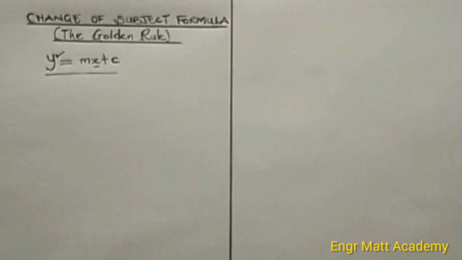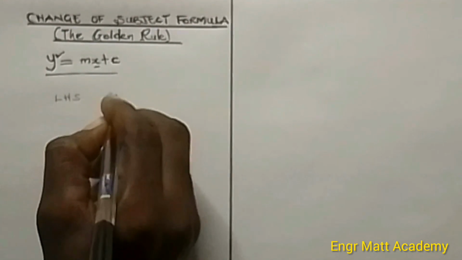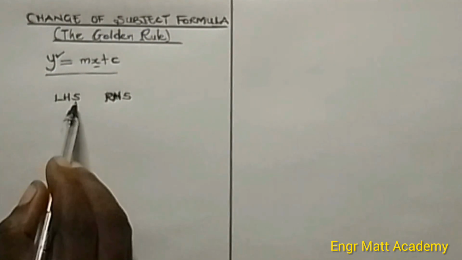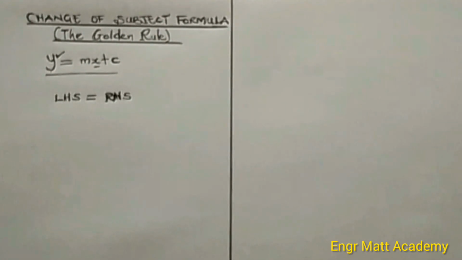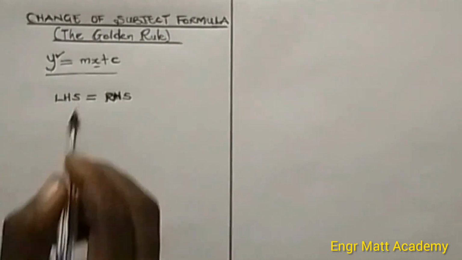But before we do that, you need to know one very important rule. I call it the golden rule. You already know that every equation has two sides. We have the left hand side and the right hand side. So we use LHS for left hand side, RHS for right hand side. And because it is an equation, both sides must always remain equal.